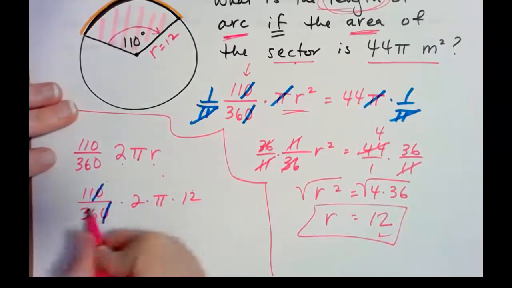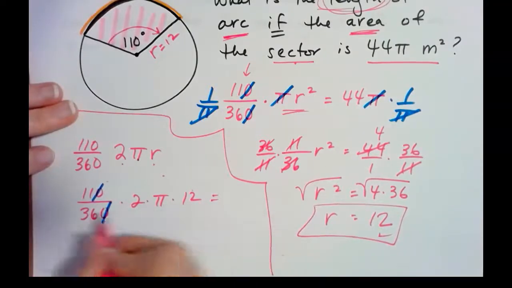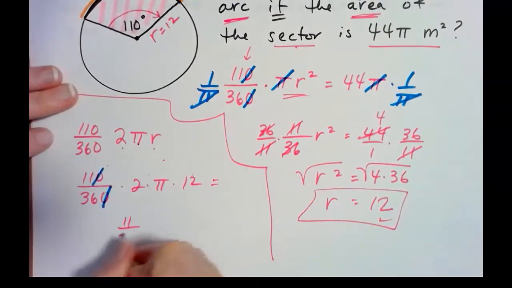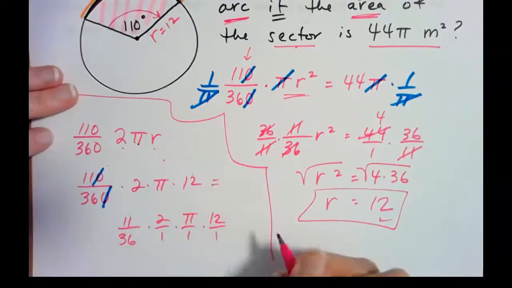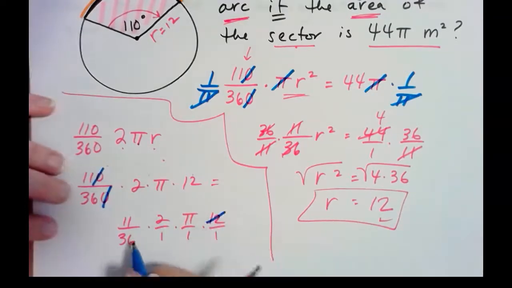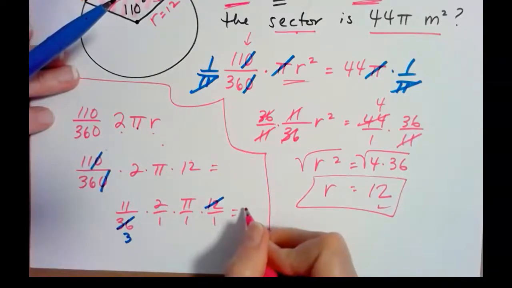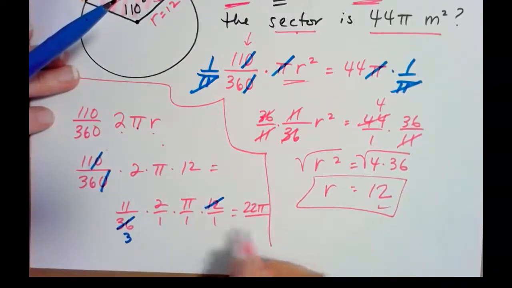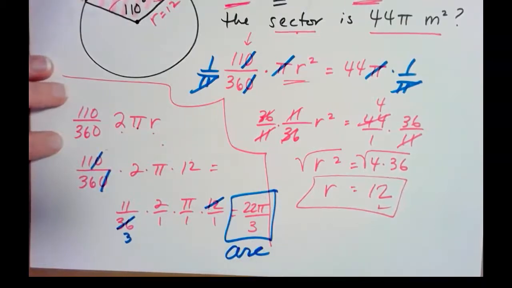And now we've got, first of all, this is not an equation, so we're not dividing anything away here. This is straight multiplication all the way across. So we've got 11 over 36 times 2 over 1 times pi times 12. Let's cancel the 12 with the 36 3 times. And what do we have left? We have 11 times 2 times pi, which is 22 pi all over 3. This is the arc length.